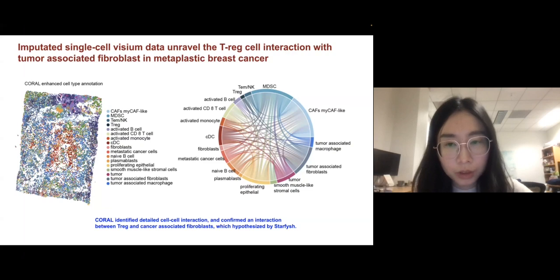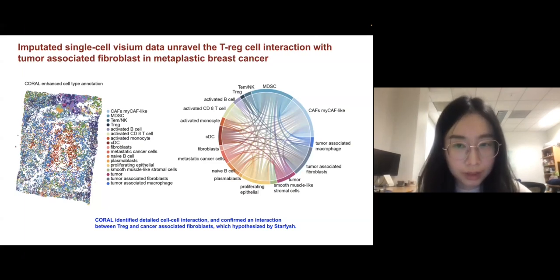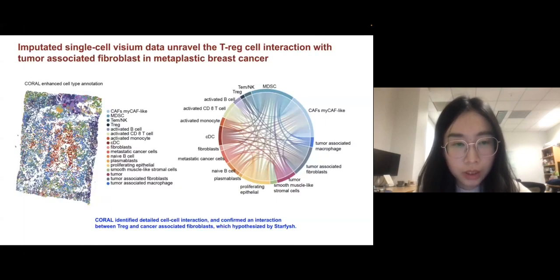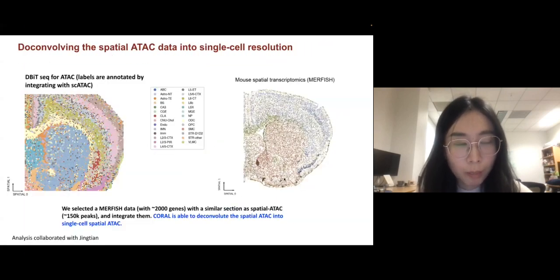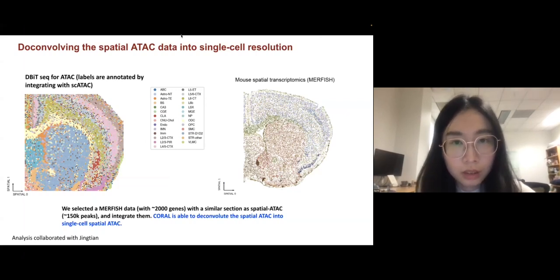The major cell types we are interested in are the Treg cells, and we are very excited to see that the Tregs are interacting with the tumor-associated fibroblasts. I think this is one of the hypotheses claimed by STARfish, and we actually verified that from CORAL. Yeah, so this is one of the major findings from this data set. And then we go into another type of data.